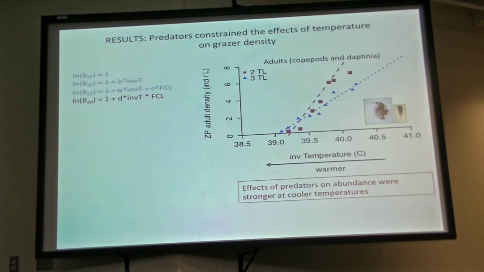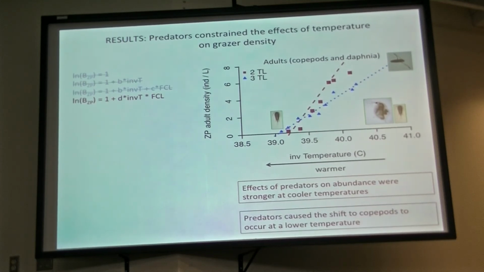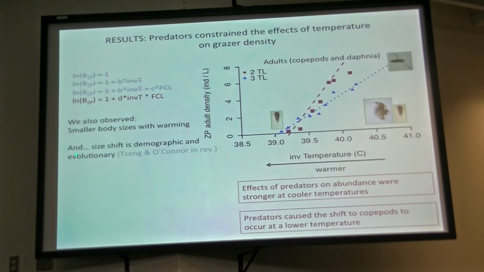And there's even some other details. The community was changing a lot with temperature. The other thing is that we see a community shift. Daphnia dominated all mesocosms at cold temperatures. Daphnia fell out, and the systems were dominated by copepods at warm temperatures, and the temperature at which that switch happened was lower with predators. So we see this interaction not only in abundance, but in composition of the grazers. We also observed smaller body sizes with warming, and we've seen that the size shift in individuals within Daphnia is both demographic and evolutionary.